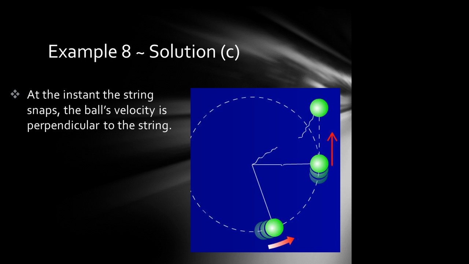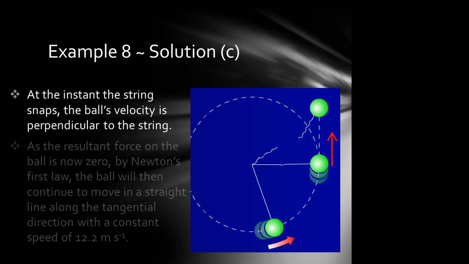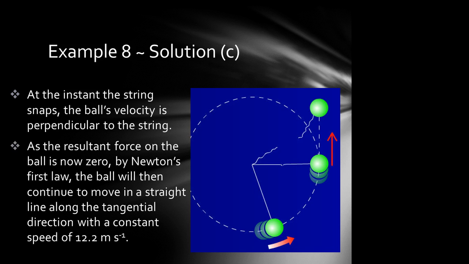Alright, so now we need to draw the direction or the trajectory of the ball when the string snaps. So let's say the string snaps at the right side of the circle, exactly at the east direction. So the string snaps here. Of course, since there's no more resultant force, the object moves off in a straight line. That would be what would happen. Right, and it moves off with 12.2 meters per second, constant speed.